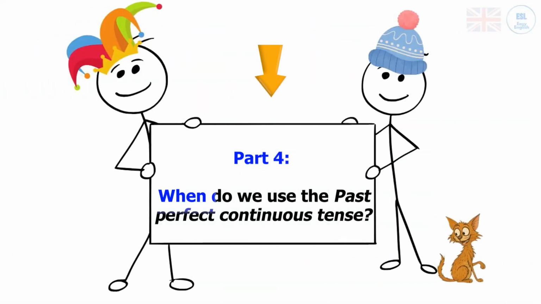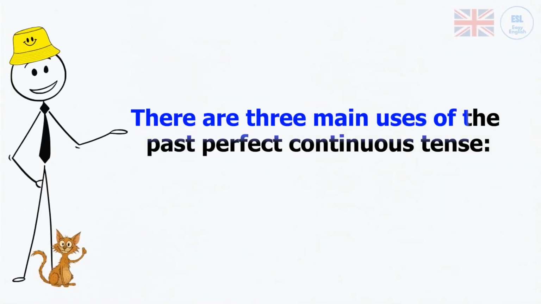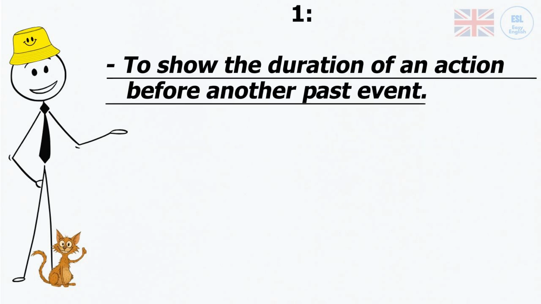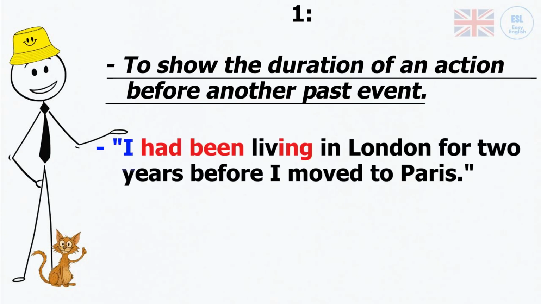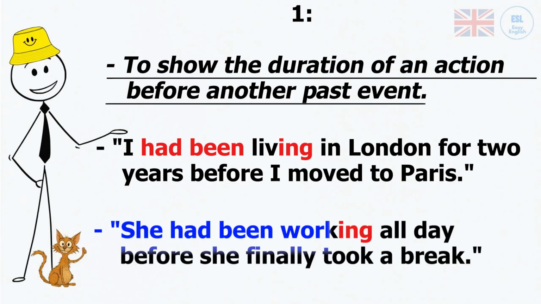Part 4. When do we use the past perfect continuous tense? There are 3 main uses of the past perfect continuous tense. 1. To show the duration of an action before another past event. I had been living in London for 2 years before I moved to Paris. She had been working all day before she finally took a break.